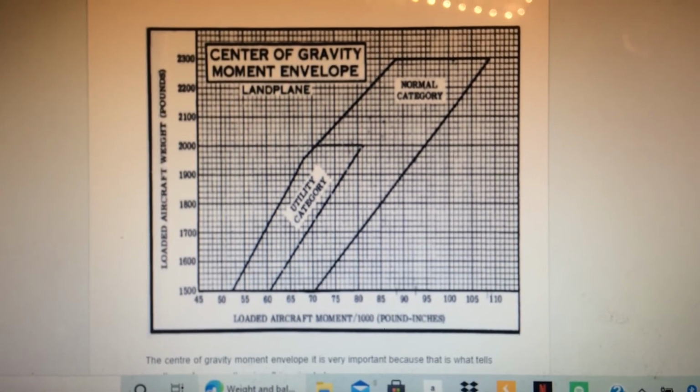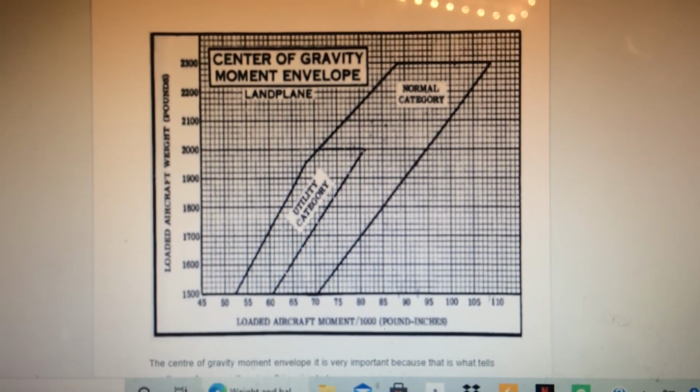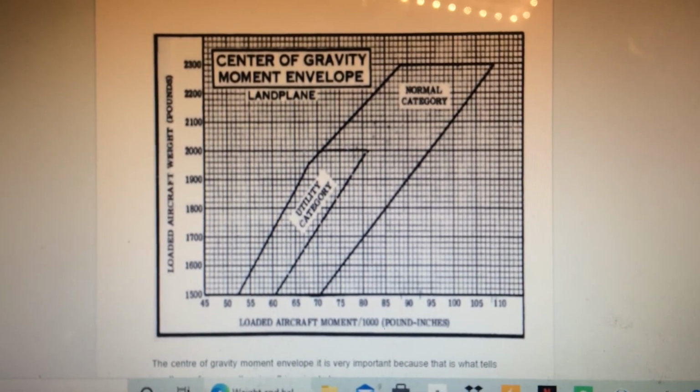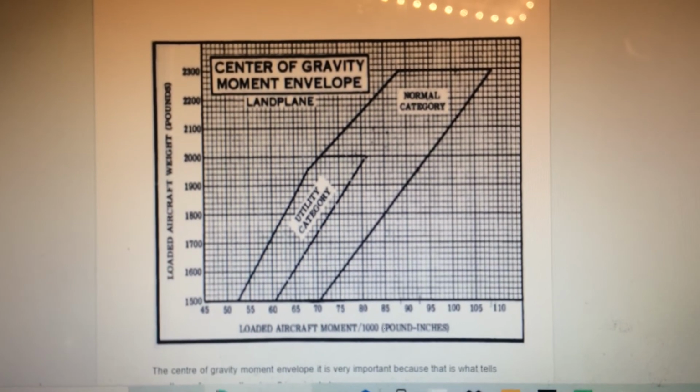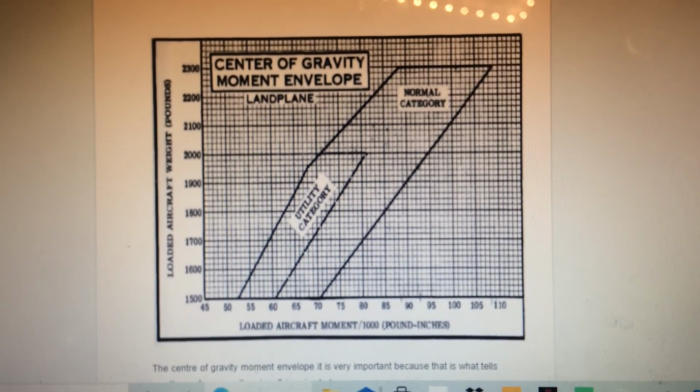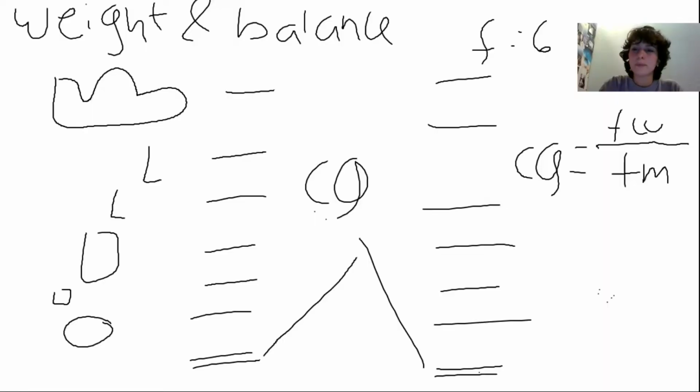There have been many accidents because people were lazy and didn't want to do the weight and balance. But this is very important because lots of lives depend on it. Wait, let me just close it. This is very important because many lives depend on it.